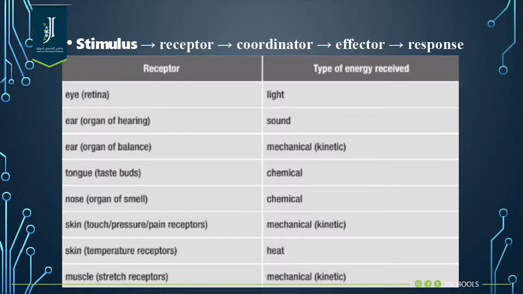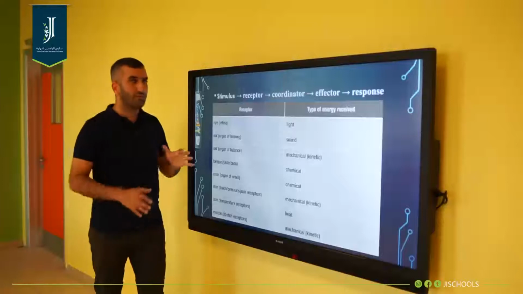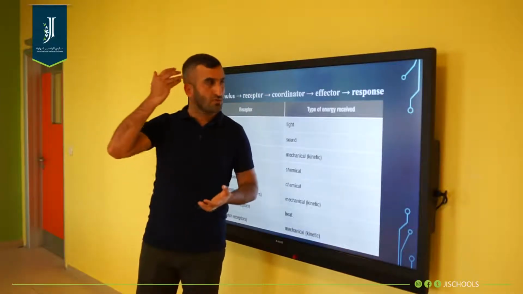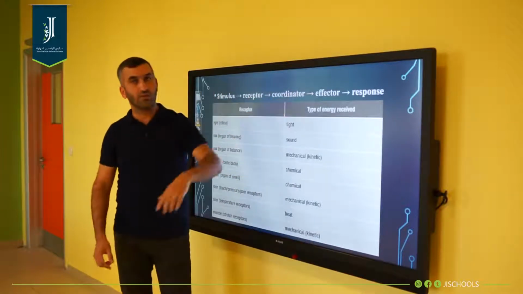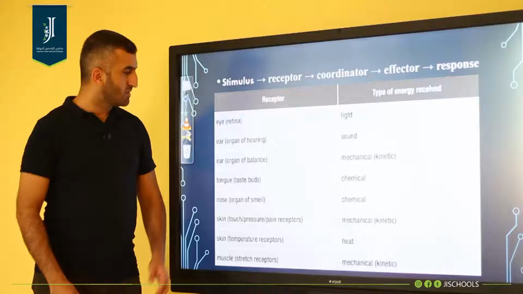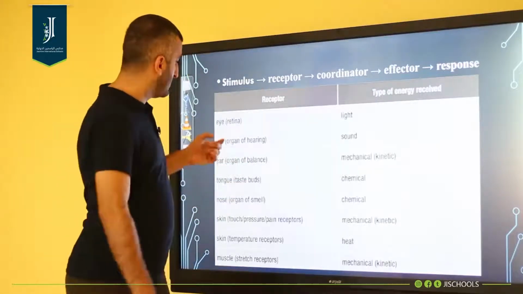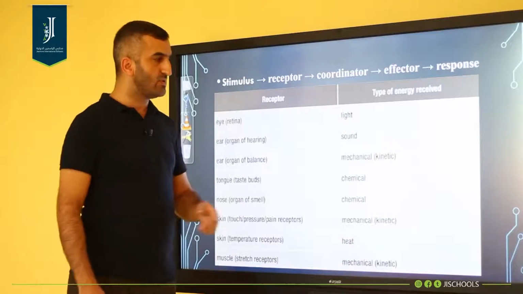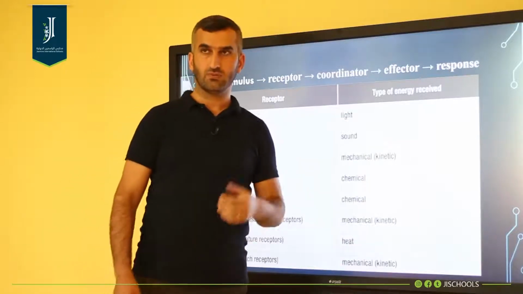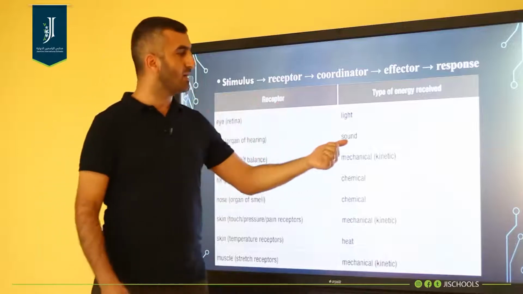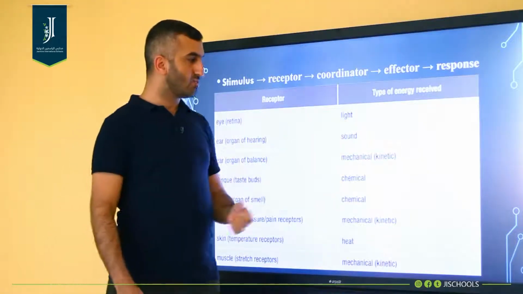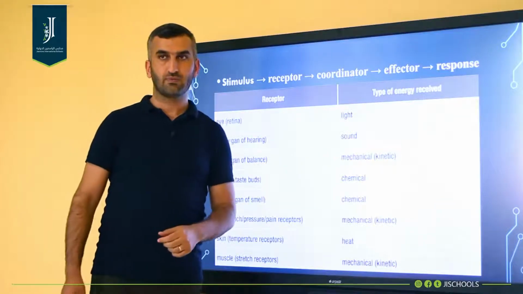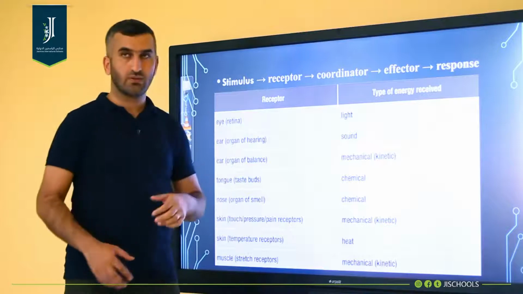In the retina, we have detectors for light that convert the light energy into electrical impulses that go to the brain, the coordinator, which then gives a response. As mentioned, the ear is an organ that can detect two types of stimuli. It can detect sound, which is a stimulus, and it can also detect a mechanical type of stimulus, because the ear is the organ of balance.